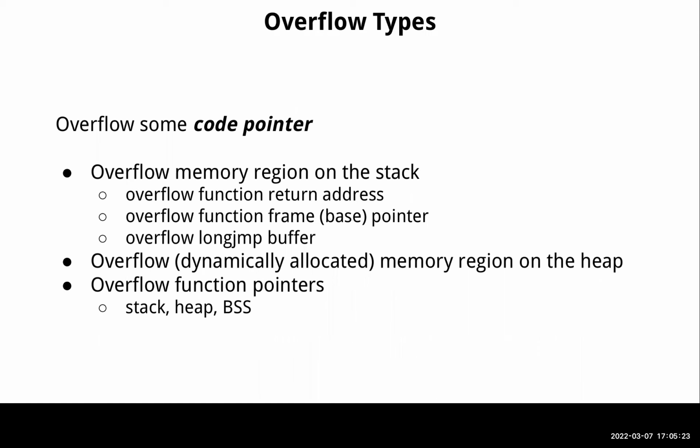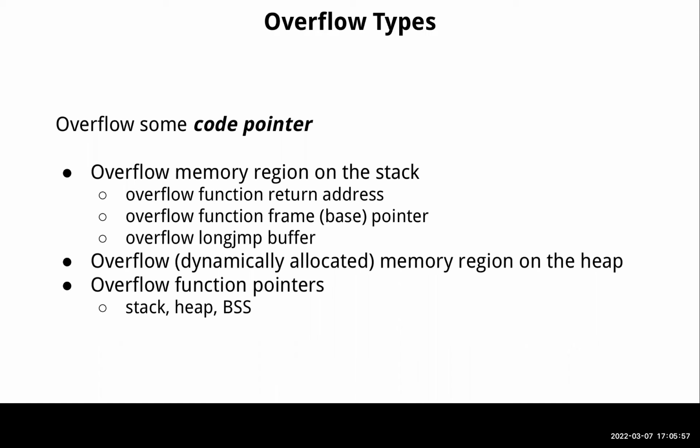Also, in C, there are longjmp and setjmp operations. They are not really functions, they're more like macros, and their implementation is architecture specific. The data structures in those longjmp and setjmp buffers are also code pointers. So if you can overflow those, you can also hijack the control flow. Obviously, function pointers are also code pointers.